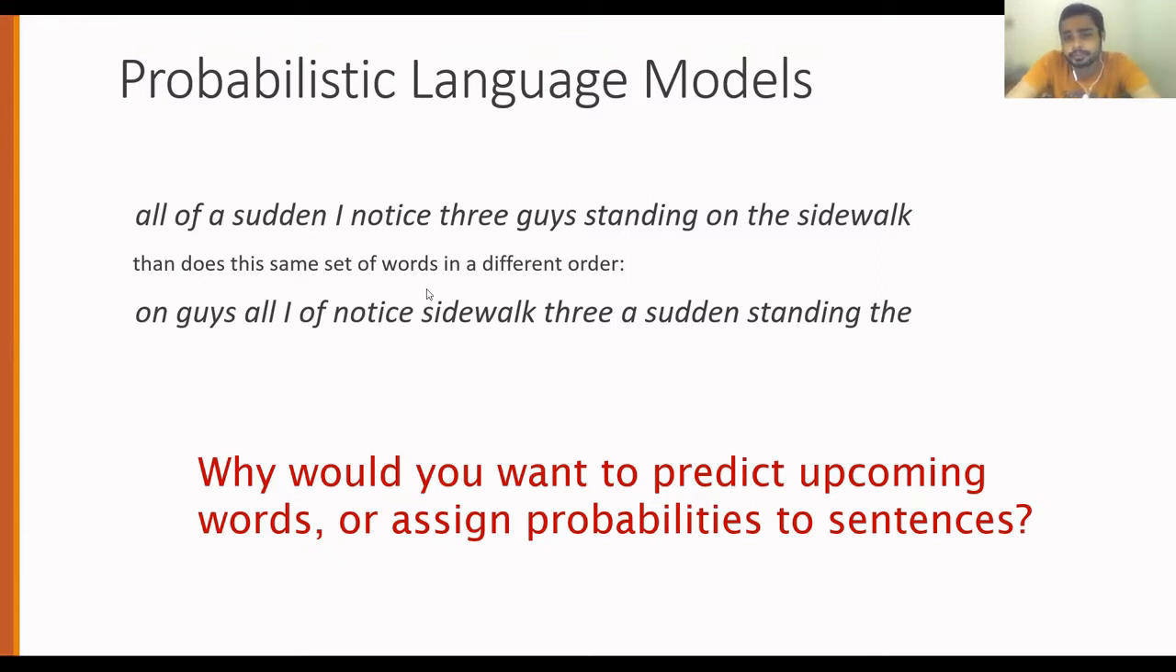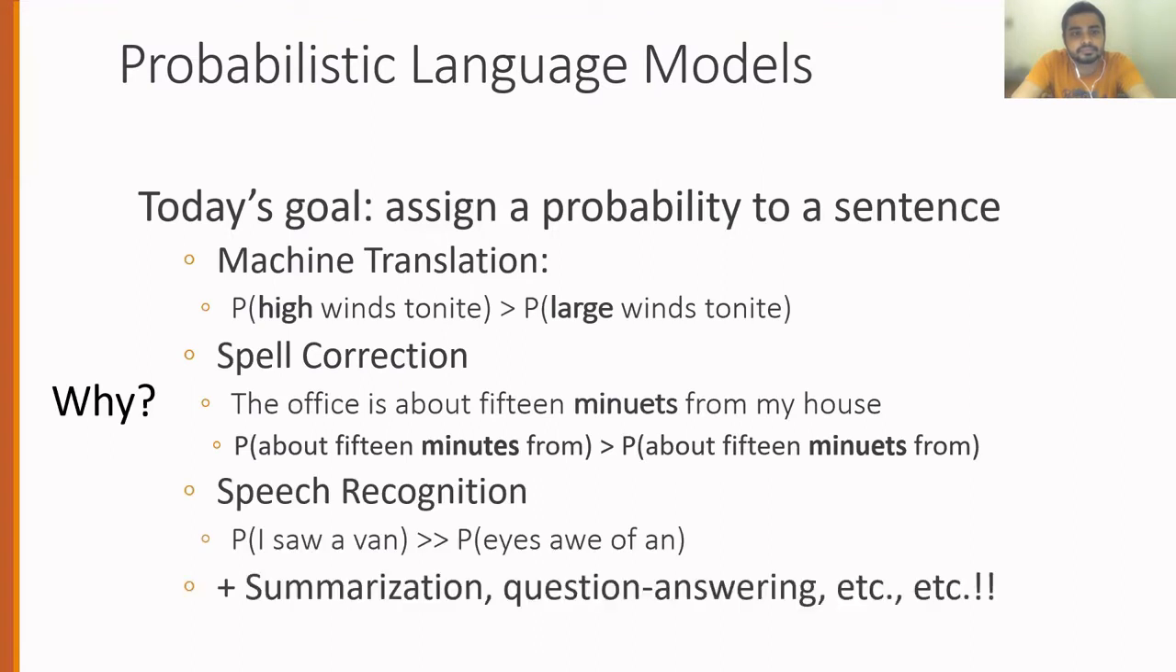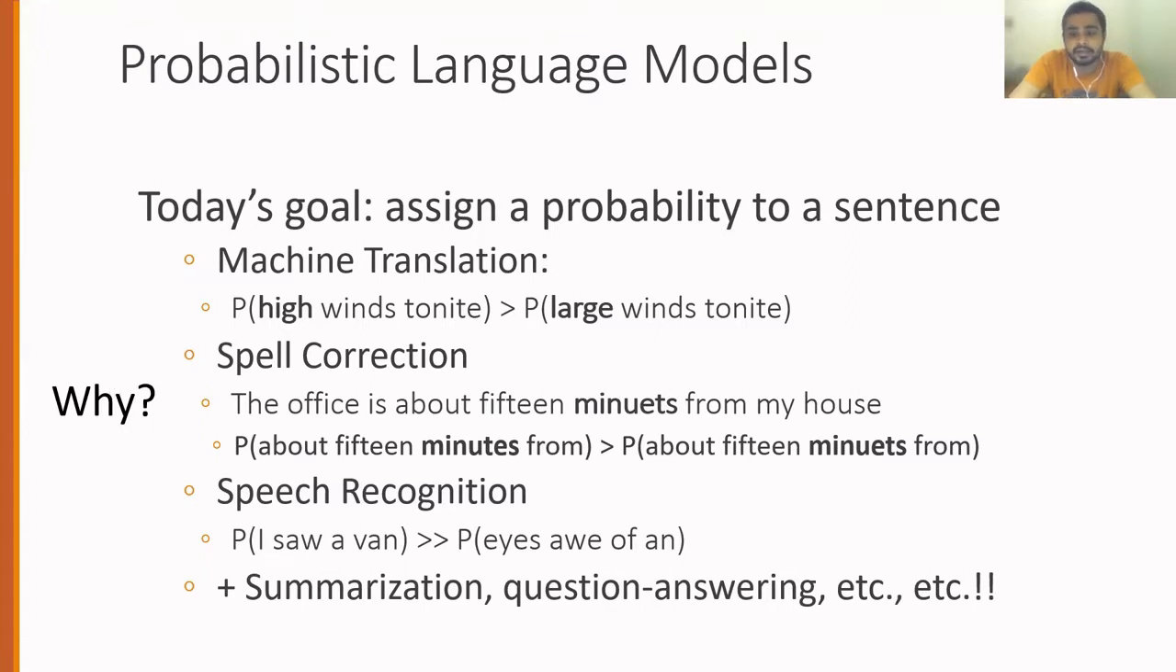Why would you want to predict upcoming words or assign probabilities to sentences? That is the main question. Probabilities are essential in any task in which we have to identify words in noisy, ambiguous input, like speech recognition. For example, in speech recognition, it is easier to realize that you said, "I saw a van," rather than "I saw of an." So the probability of "I saw a van" is much higher than the probability of the different sentence.